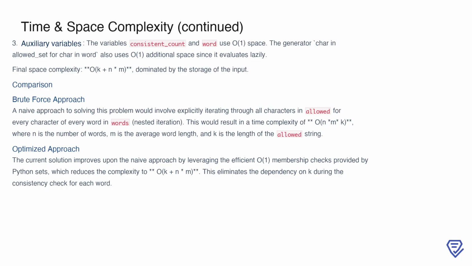When comparing this to a brute force approach, the optimized solution shows a clear advantage. A naive method would iterate over all characters in allowed for every character in every word, resulting in a time complexity of O(n*m*k). By leveraging Python sets for O(1) membership checks, the optimized approach reduces the time complexity to O(k + n*m), eliminating the dependency on k during the consistency checks.